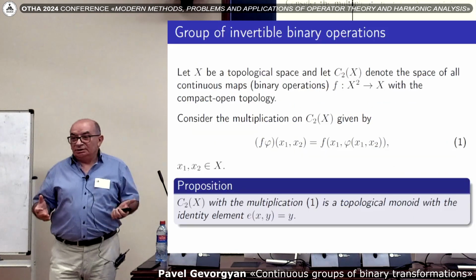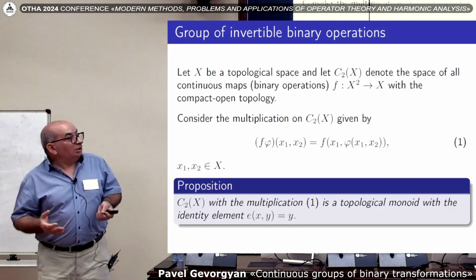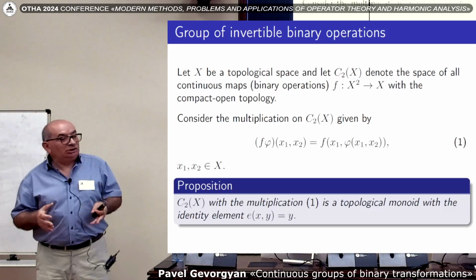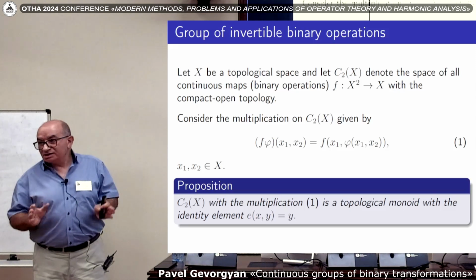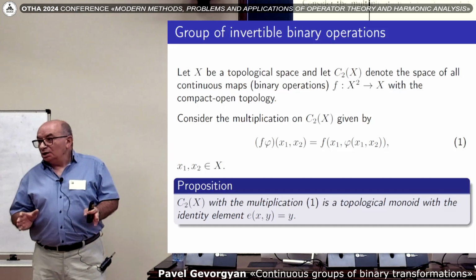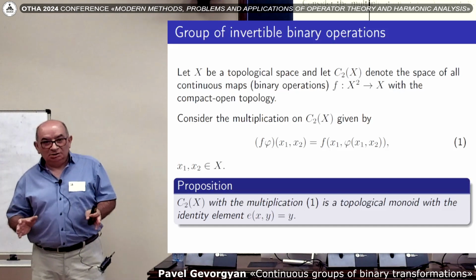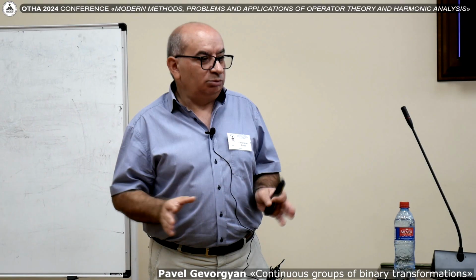Let X be a topological space. Denote by C sub 2 of X the set of all continuous maps from X squared to X, which is the same as the set of all continuous binary operations of a topological space X. Again, this set is a topological space with the compact-open topology.